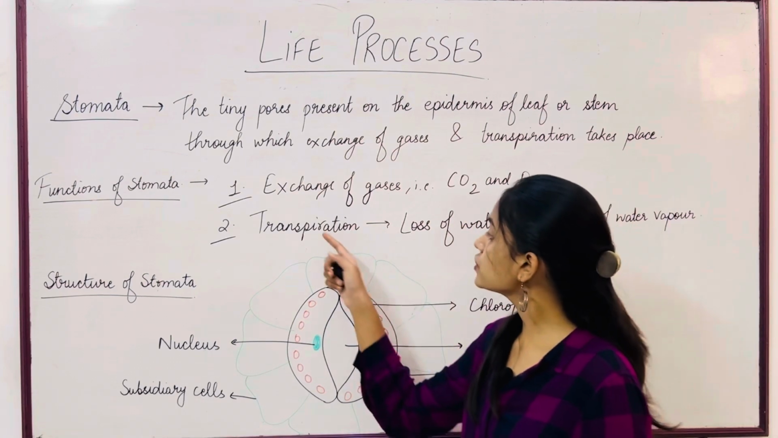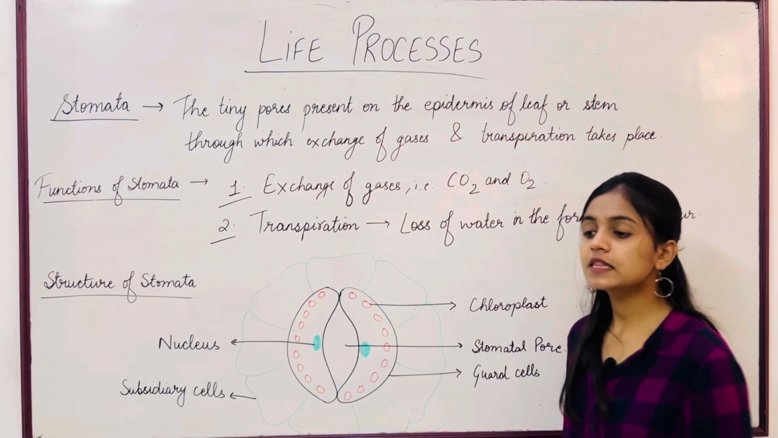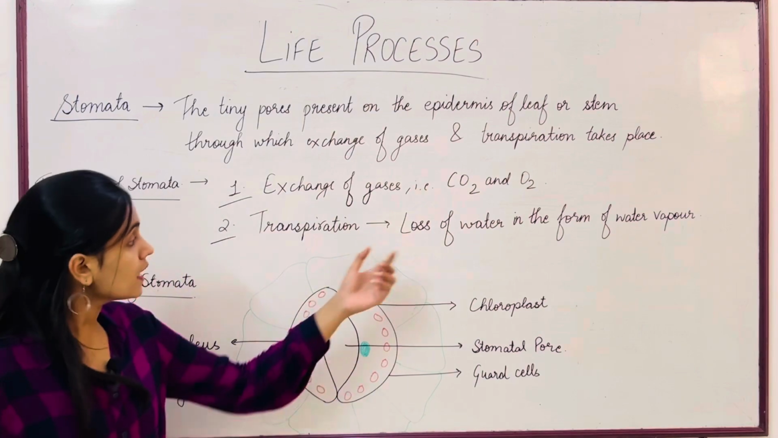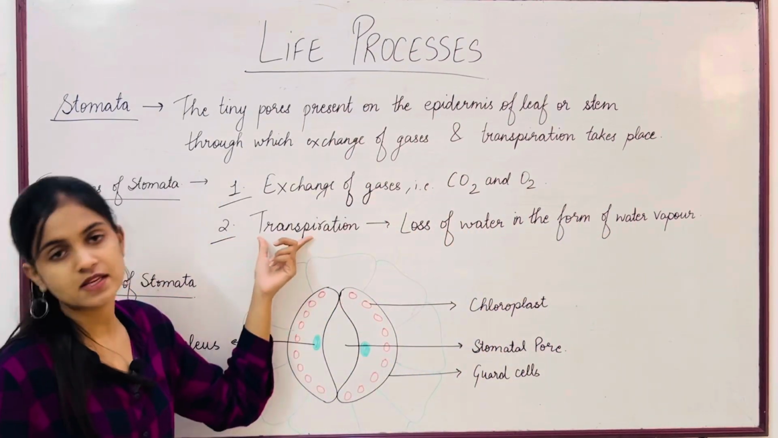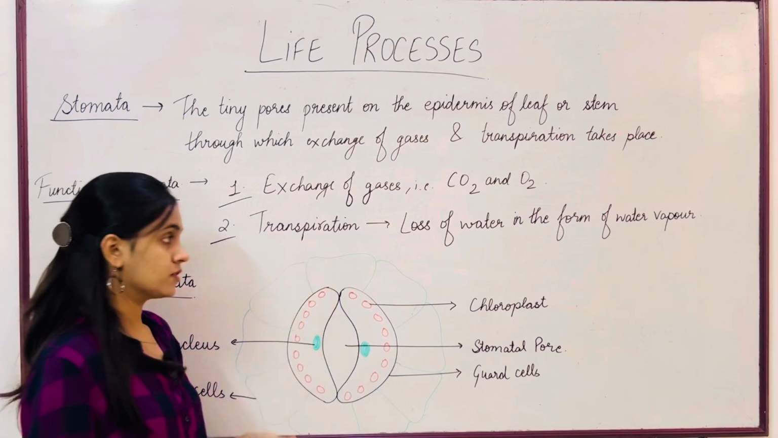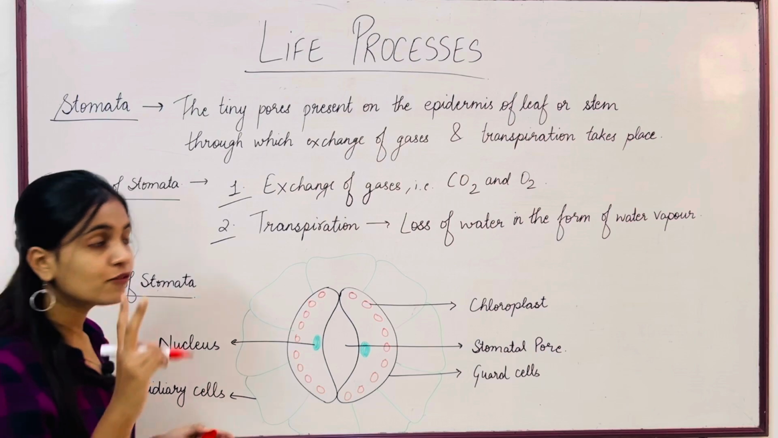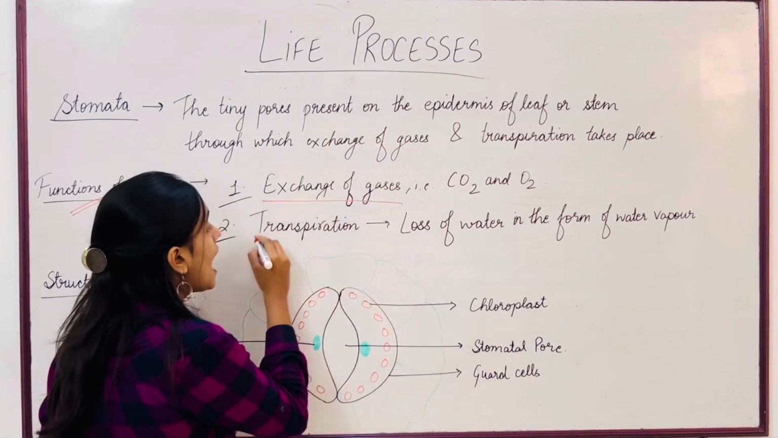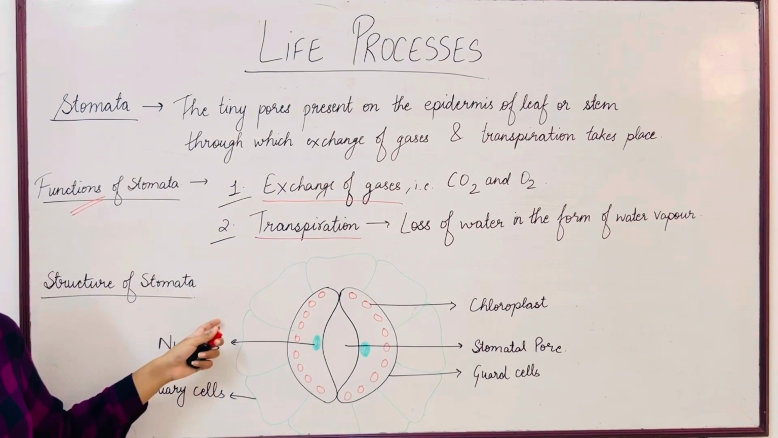Now the next function is transpiration. Beta, we humans lose water in the form of sweat or urine, but in plants, they lose water in the form of water vapor, and this process is known as transpiration. So if you are asked about functions of stomata, you have to remember these two key points: exchange of gases and transpiration. Now comes the structure of stomata.